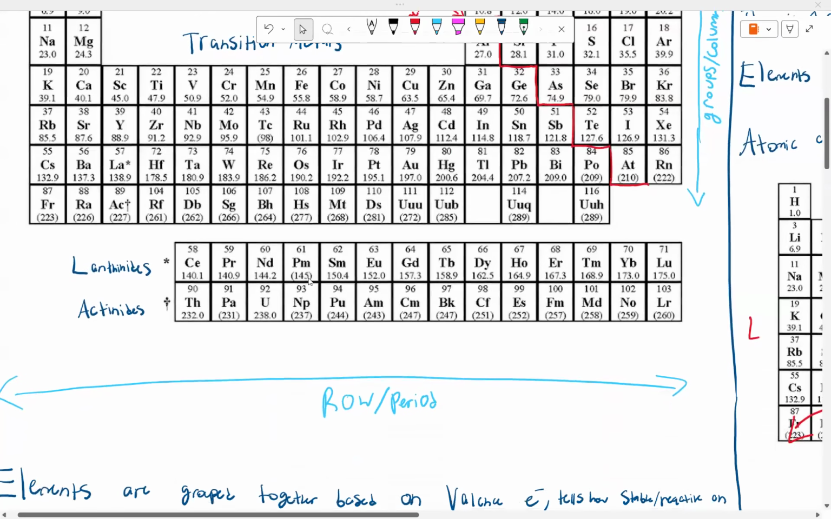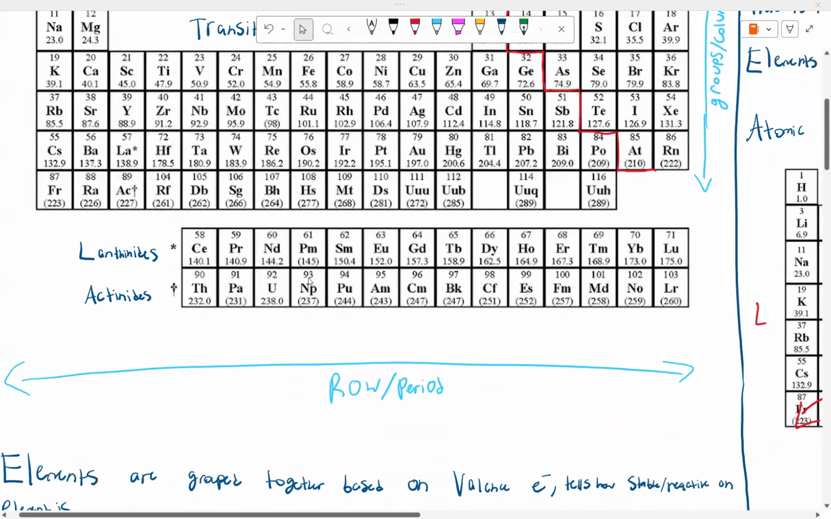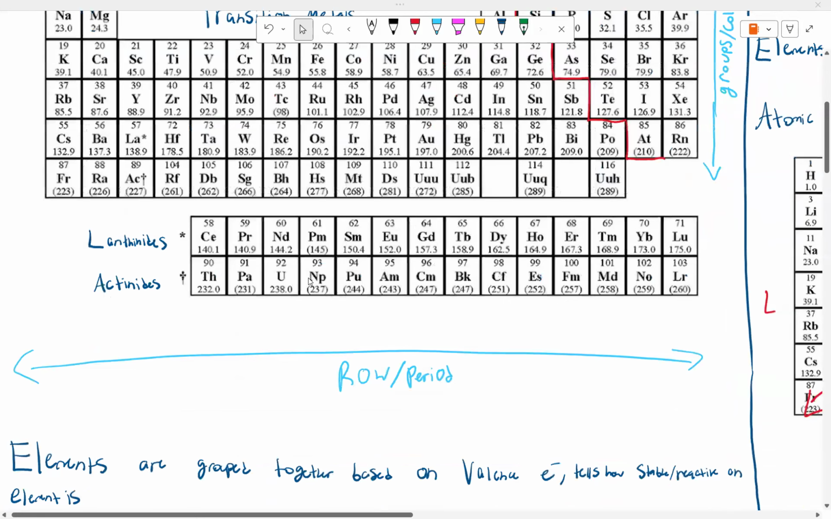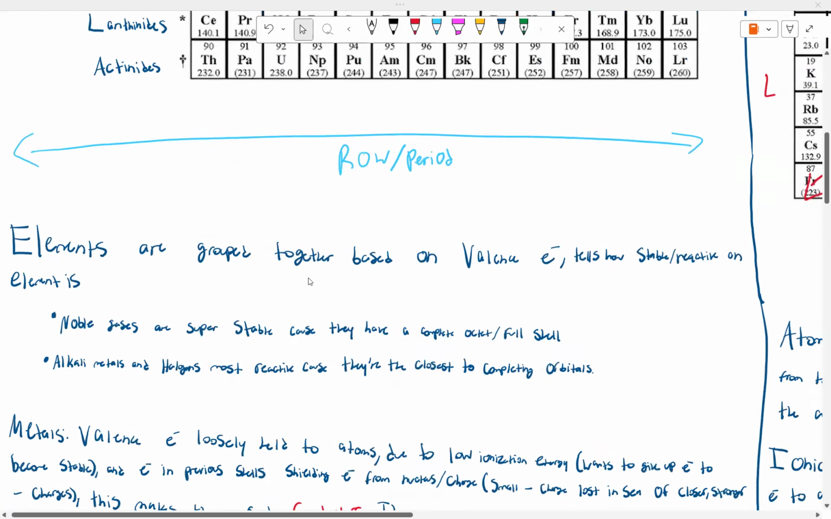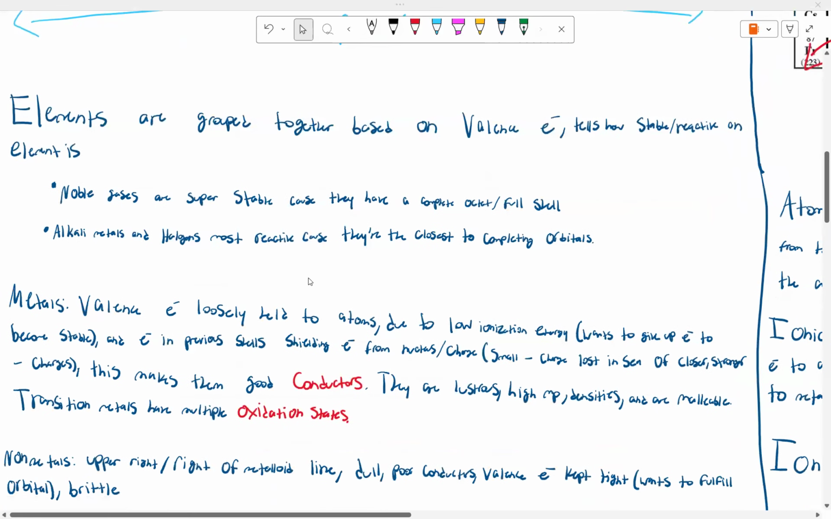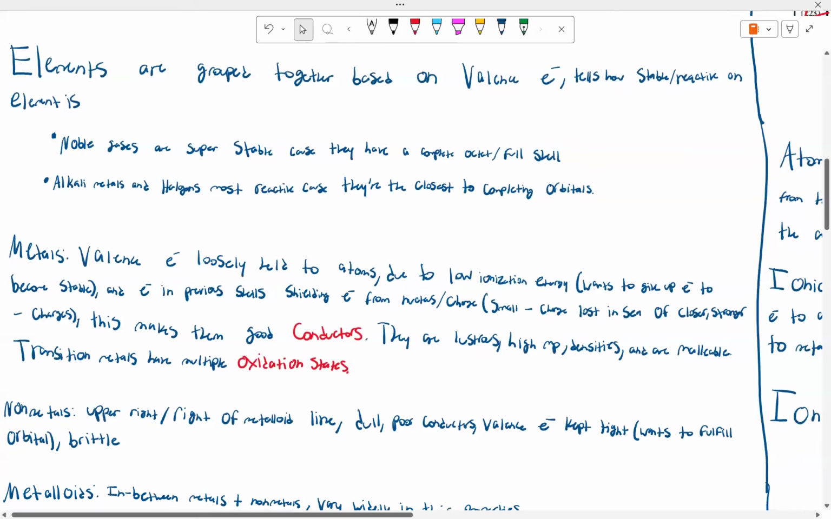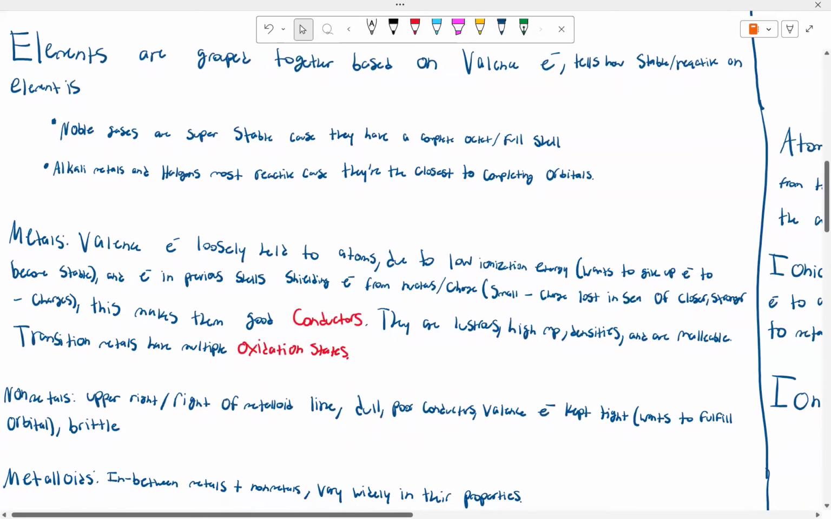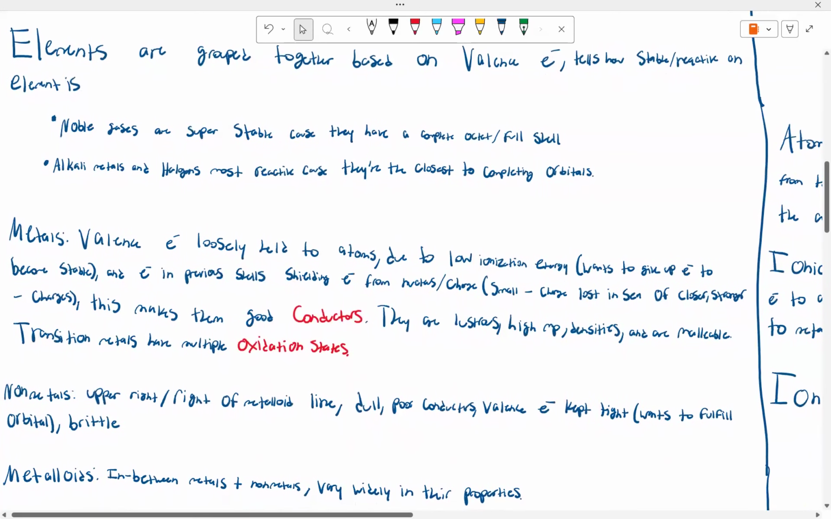Then you have the black sheep that aren't really talked about as much on the MCAT, the lanthanides and actinides. So elements are grouped together based on their valence electrons. This tells basically how stable slash reactive an element is. And as I was saying, noble gases are super stable because they have a complete octet slash full shell, orbitals, whatever you want to call it. Whereas alkali metals and halogens are most reactive because they're the closest to completing their orbitals. They're both one electron away: alkali metals by losing and halogens by gaining an electron.